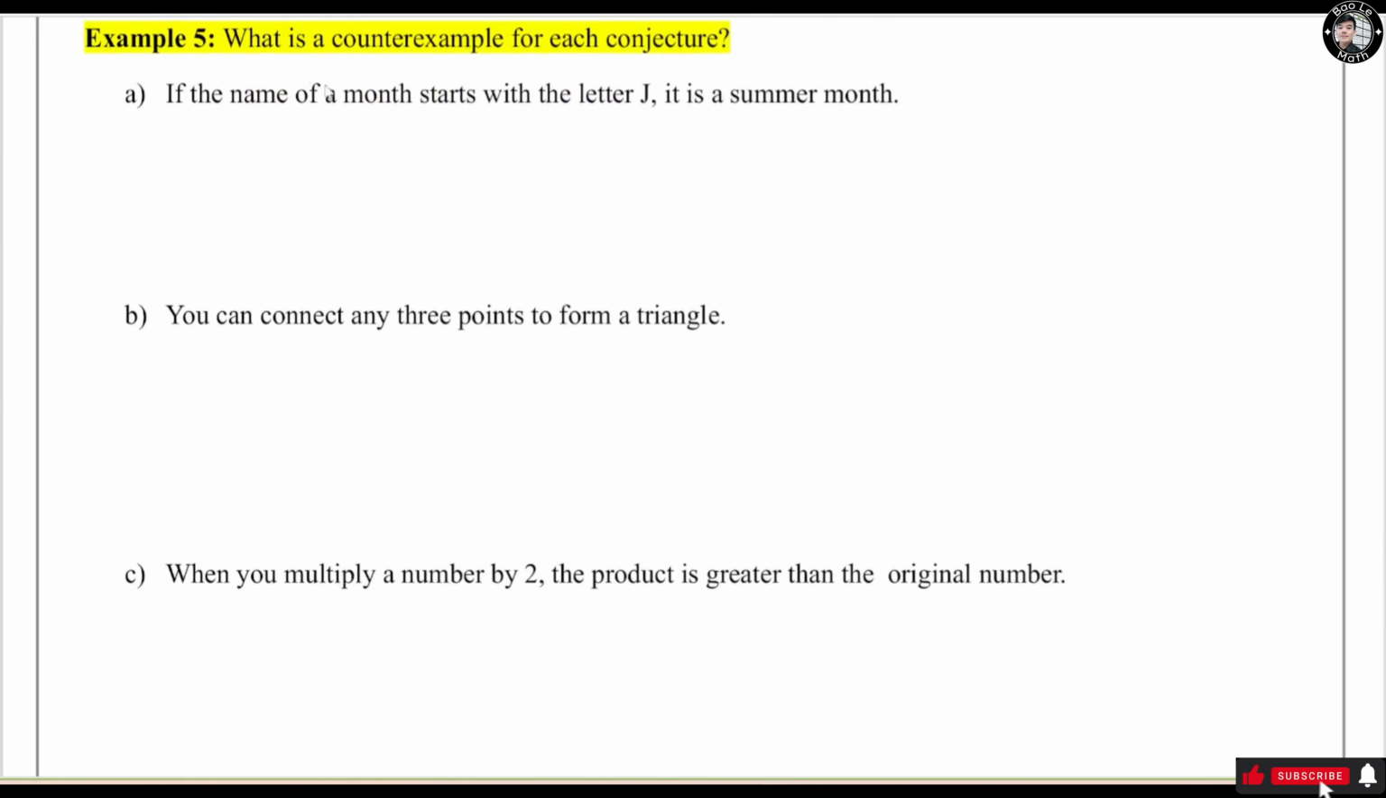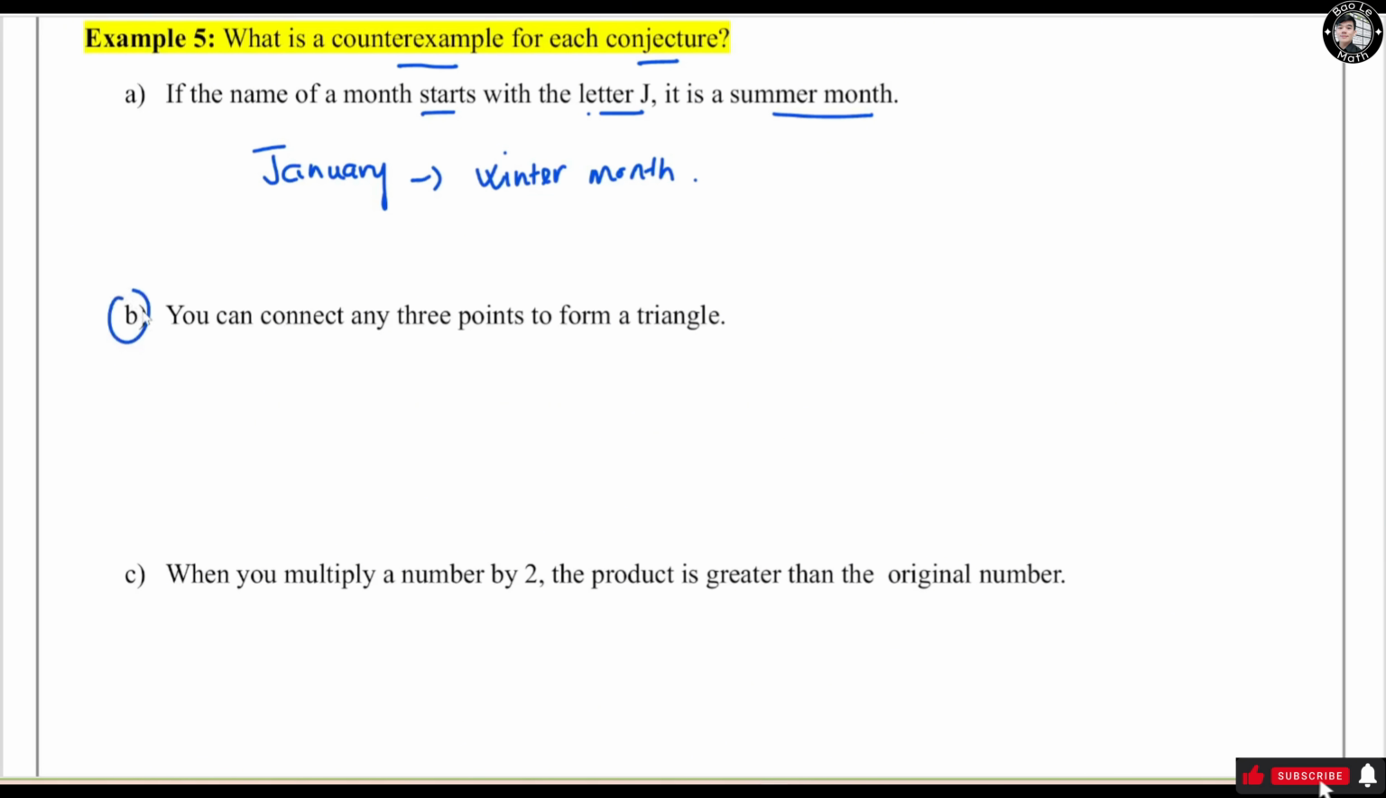Now example number 5. What is the counterexample for each conjecture? If the name of a month starts with the letter J, it is a summer month. No, letter J, which is January. January is a winter month, right?